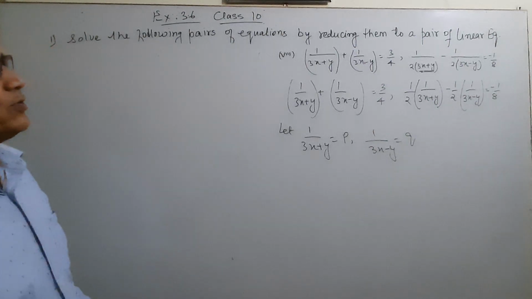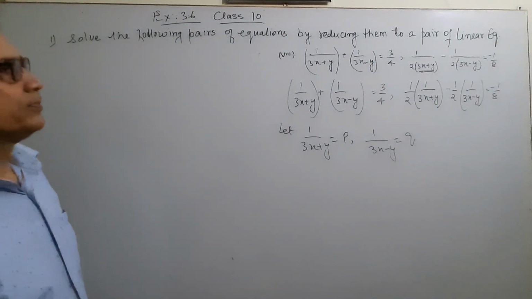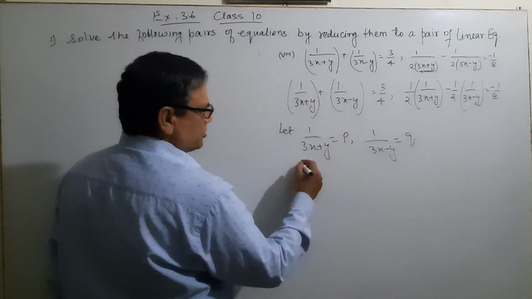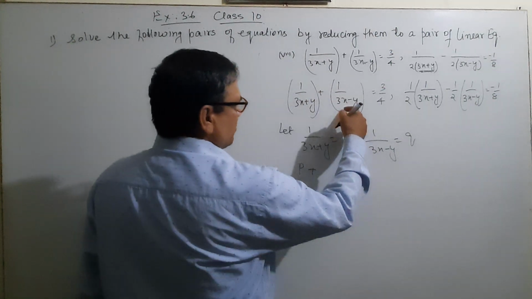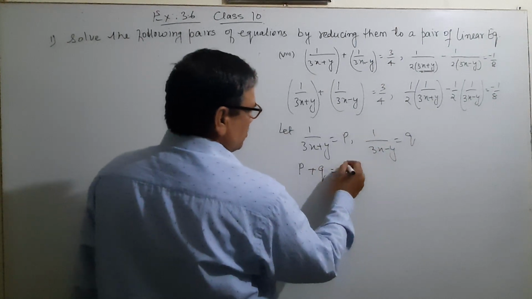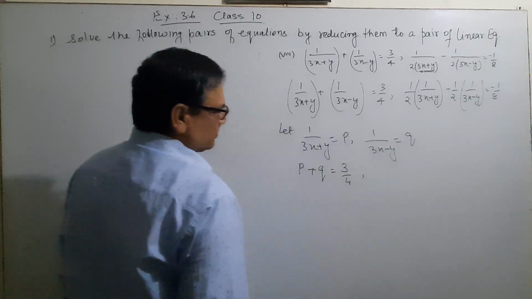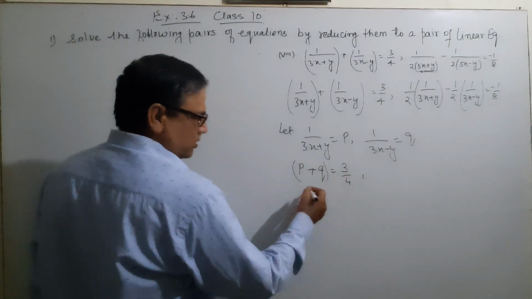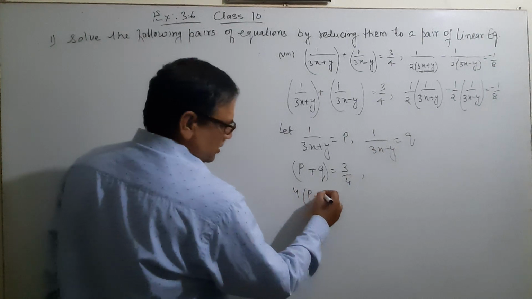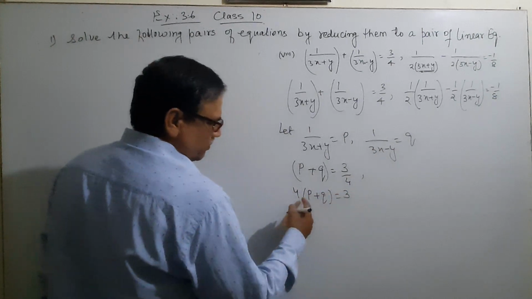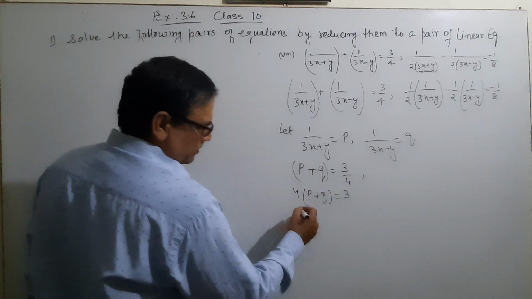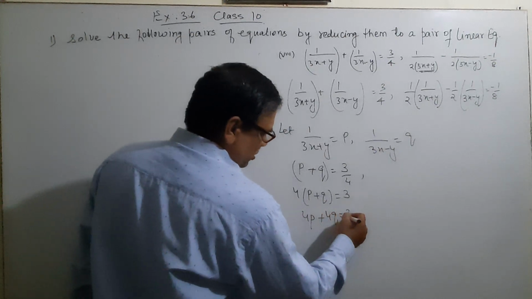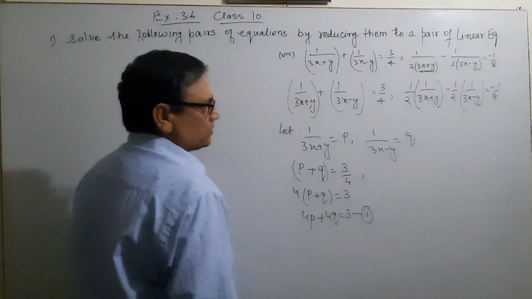And now think over it. What should I do now? Here 1 upon 3x plus y is P, plus 1 upon 3x minus y, which is Q, is equal to 3 by 4. Cross multiply: 4 multiplied by (P plus Q) is equal to 3, so 4P plus 4Q is equal to 3. Equation number first.